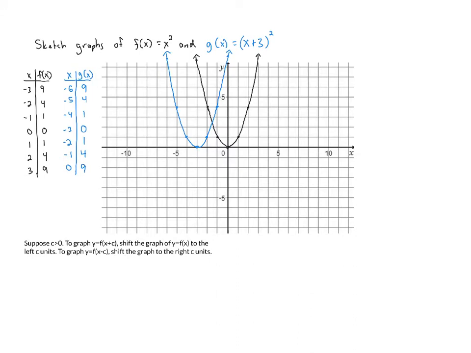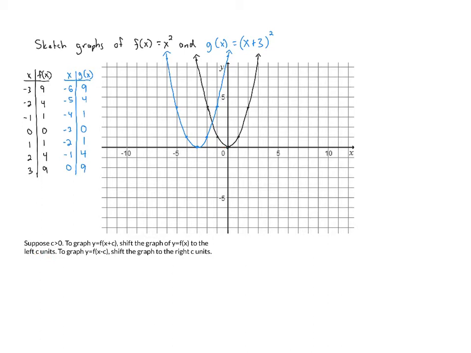Suppose c is greater than 0. To graph y equals f of x plus c, shift the graph of y equals f of x to the left c units. This is exactly what happened here. We've got our function f of x, but instead of being evaluated at x, it's evaluated at x plus 3. So we've added 3 inside the function, and that means we shifted the graph of y equals f of x to the left 3 units.